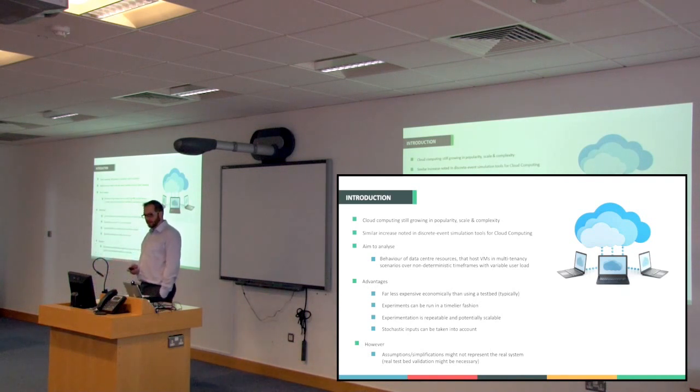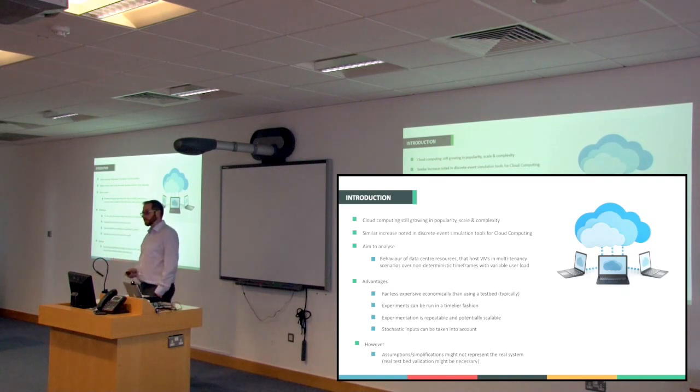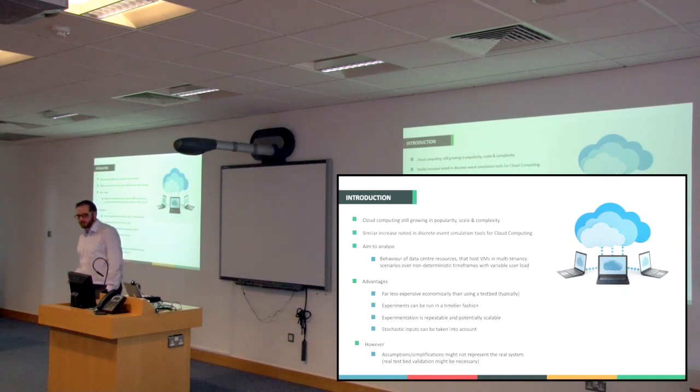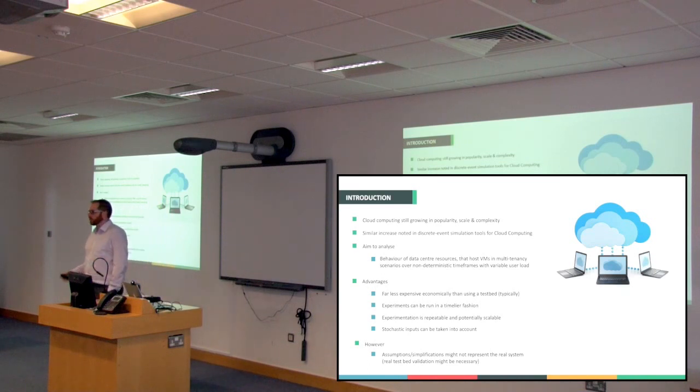Some of the advantages of simulation for cloud computing: they're far less expensive economically than using a testbed typically. A testbed can cost a lot of money, whereas you can simulate the same system, and it's far less costly to do that. Experiments can be run much quicker because you can run them in simulation time rather than real time. Experimentation is repeatable and potentially scalable, so you can repeat the experiments if you want to model stochastic inputs. You can repeat them over a number of replications and produce results that way. And also, they're potentially scalable up larger than a testbed.